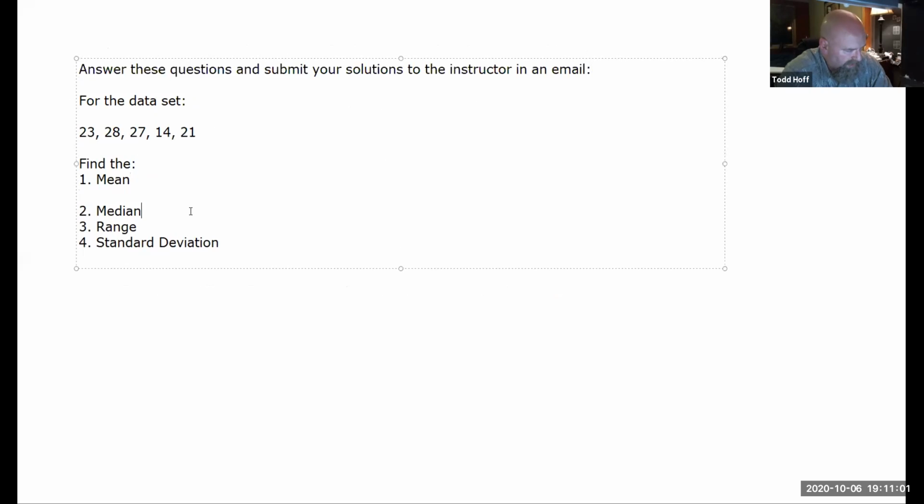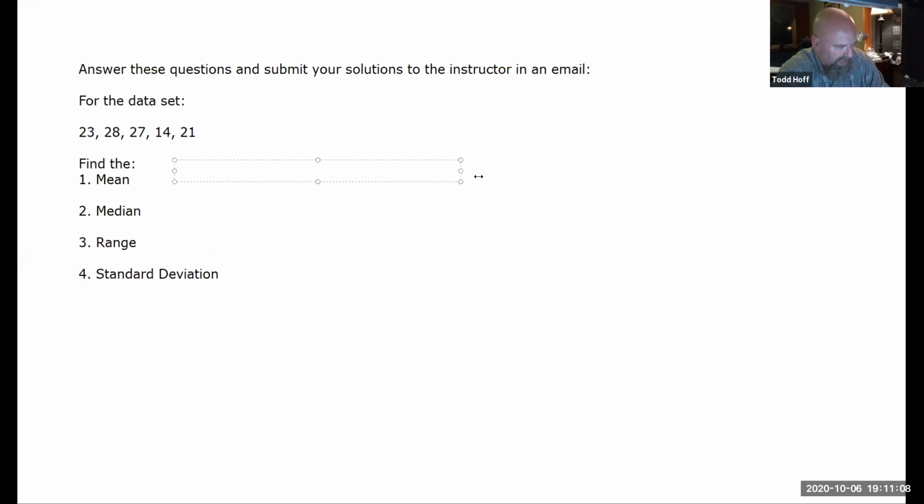So for this data set, I want you to find the mean, median, range, and standard deviation. Well, the mean, we're just going to add them all together and divide by n. N equals 5 here. So we're going to add them together. 23 plus 28 plus 27 plus 14 plus 21 divided by 5. What does that add up to? 51, 78, 92, 113 divided by 5, which is 22.6, I believe, is our mean.